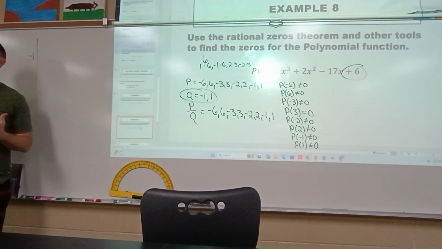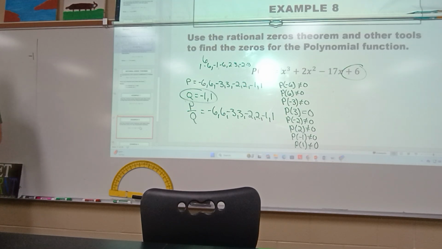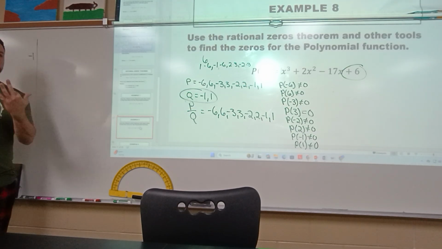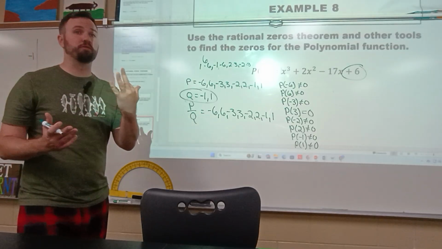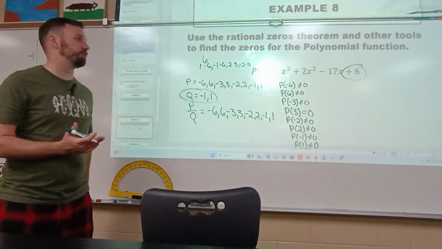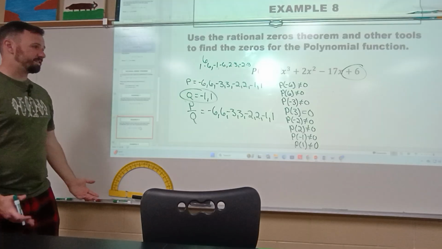Even if there's complex numbers, how many zeros should I have with x to the third? Should have 3, right? Because we're dealing with the complex world too. So we need to have 3 zeros if we have x to the third. But we only have 1.